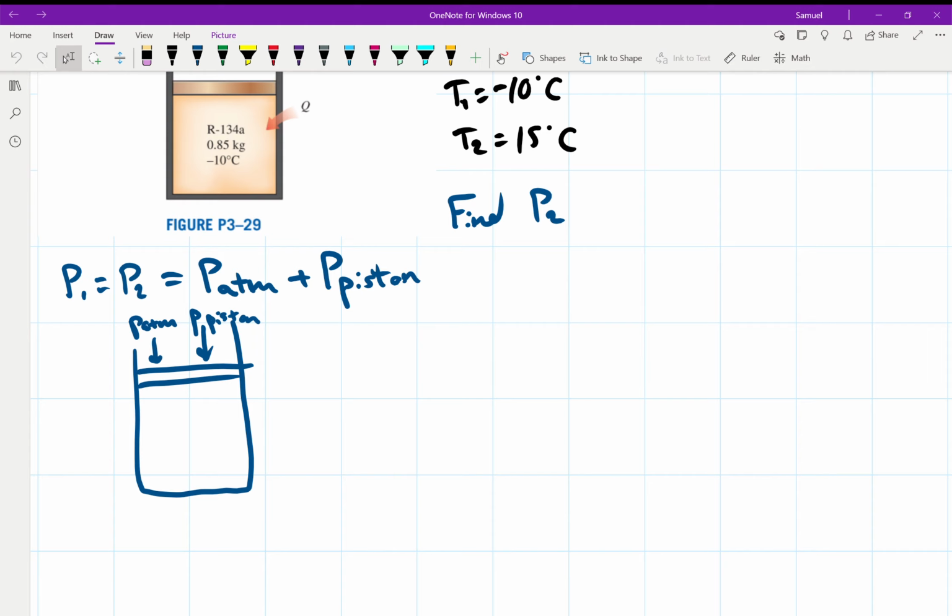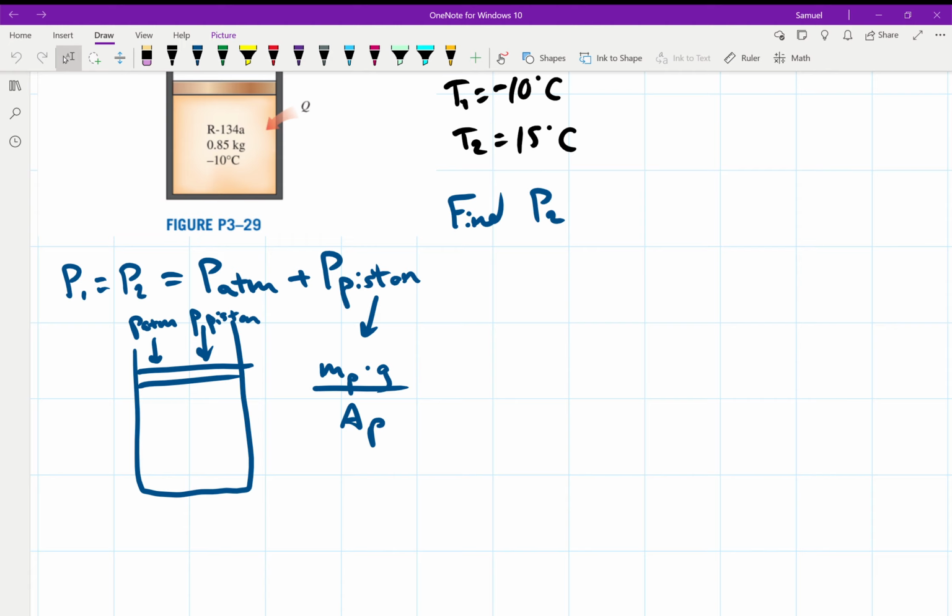To get the pressure from the piston, we're going to multiply the mass of the piston times gravity and divide that by the area of the piston. The way that we get this formula is that the numerator, mass times gravity, will get us a weight. We're dividing by area because pressure is defined as a force over an area.